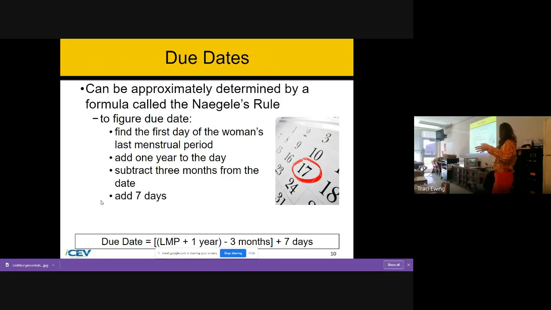Then we subtract 3 months. So that's June 30th, plus 7 days, so July 7th would be the due date of 2020. It's complicated. There's the formula at the bottom, and there are the steps to go through it.